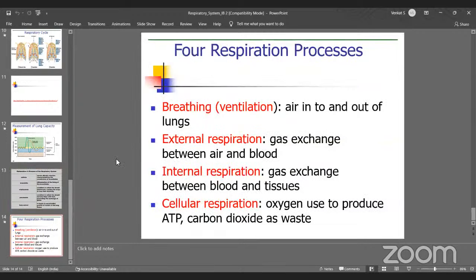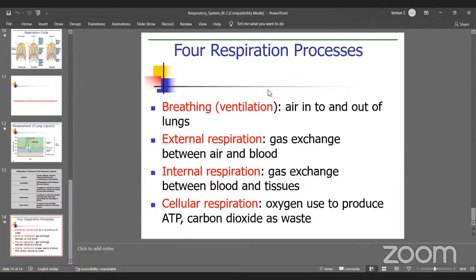So these are the four processes of respiration in mammals or human beings. Breathing or ventilation: air moving into and out of the lungs. External respiration: gas exchange between air and blood. Internal respiration: gas exchange between the blood and the tissues.